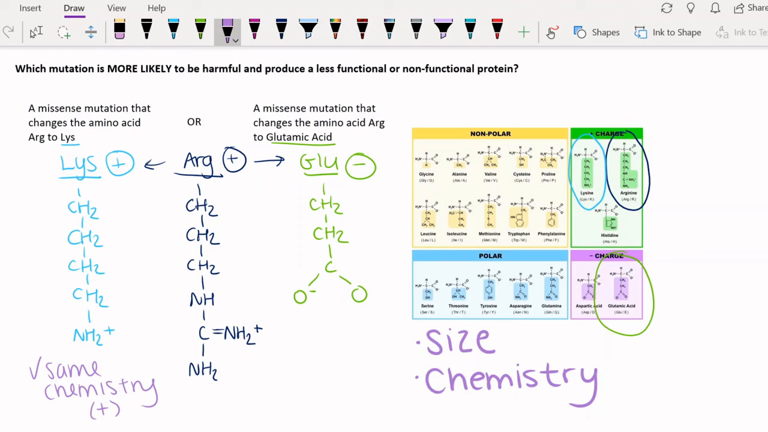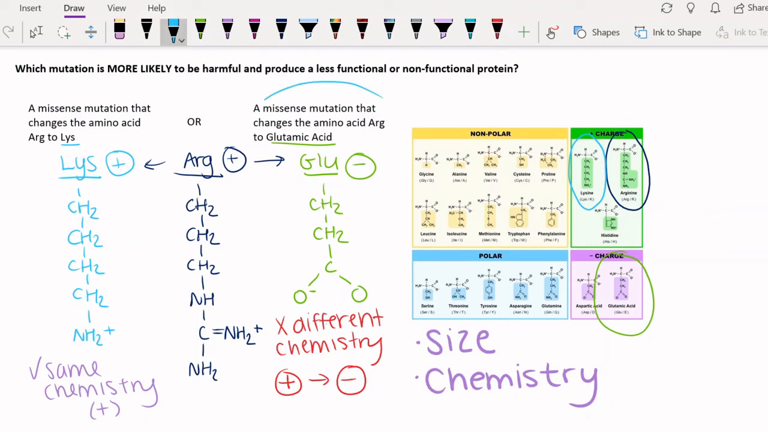This would not significantly change the interactions between R groups. Glutamic acid has a different chemistry because it is negatively charged. This is a big change, so it will probably affect the interactions between R groups. For example, arginine may have formed an ionic bond with a negative amino acid, but glutamic acid would repel this negative charge, so the switch to glutamic acid is more likely to be harmful.